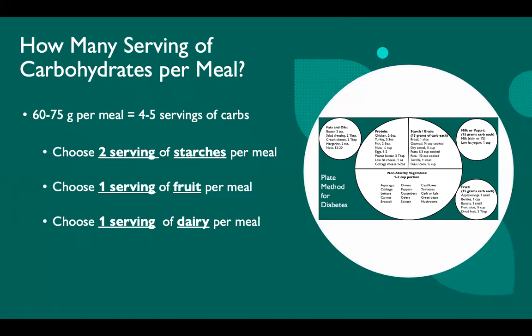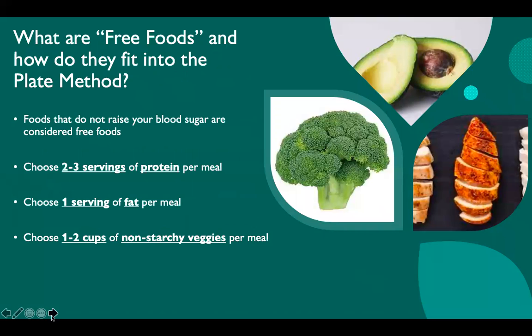And again, these are just suggestions. You don't have to spend it in that way, but you always can. And then free foods are those that do not raise your blood sugar or have a very small effect on your blood sugar. And remember, those are like fat and protein and non-starchy veggies. So you would choose a 2 to 3 ounce serving of protein per meal, 1 serving of fat, and 1 to 2 cups of non-starchy vegetables.